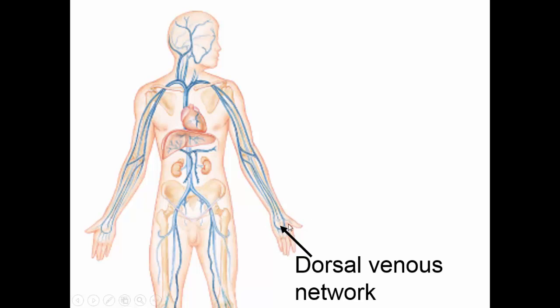Across the back of your hand is the dorsal venous network. This is also an area they will draw blood from.